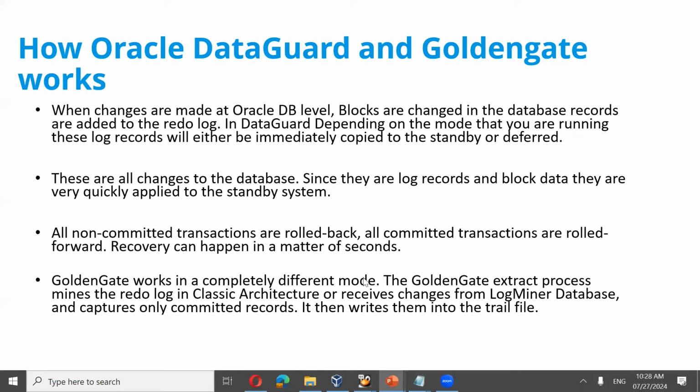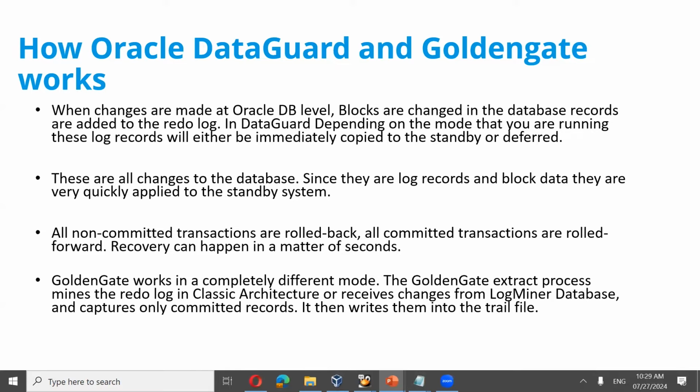GoldenGate works in a completely different way. The GoldenGate extract process mines the redo log in case of classic extract, or receives changes from LogMiner, and captures only committed transactions. Remember, this is the major difference between Data Guard and GoldenGate: GoldenGate captures only committed transactions. It doesn't worry about any uncommitted transactions. But in case of Data Guard, the non-committed transactions get rolled back on target and committed transactions are rolled forward on the target database.